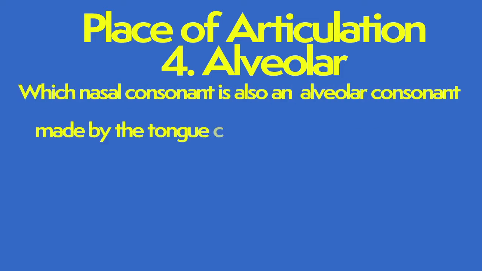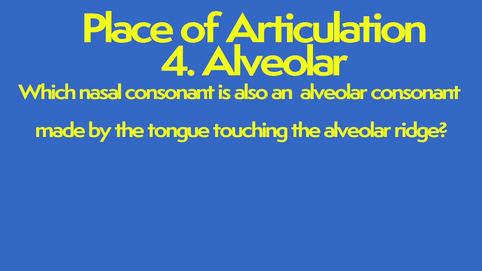Which nasal consonants are alveolars? There are 3 nasals: m, n, ng. Which one of these is generated when the tongue touches the alveolar ridge? There's only one. The answer is n. You can feel the tongue touching the alveolar ridge when you say n, as in neck.